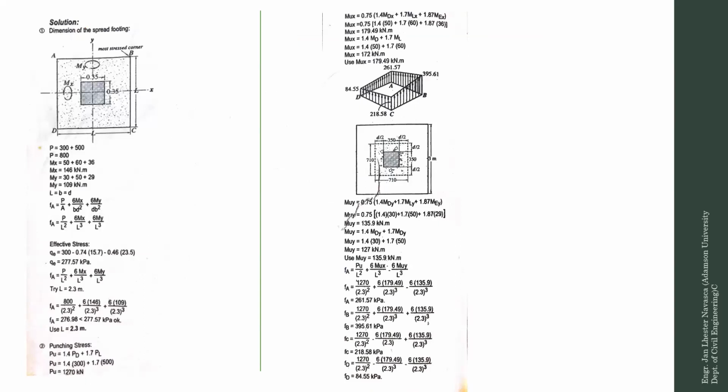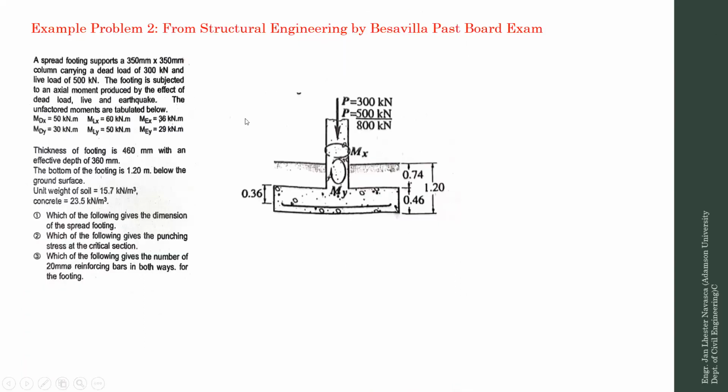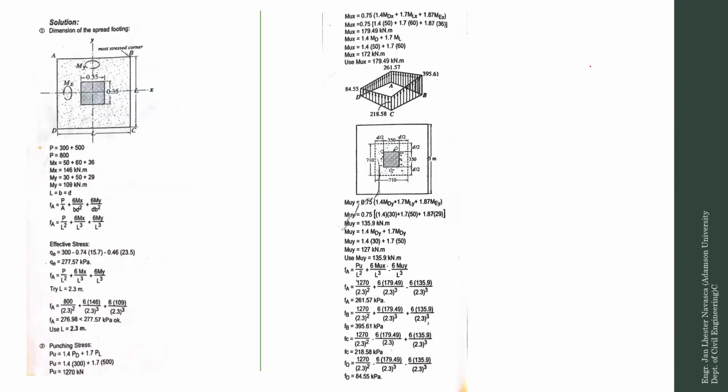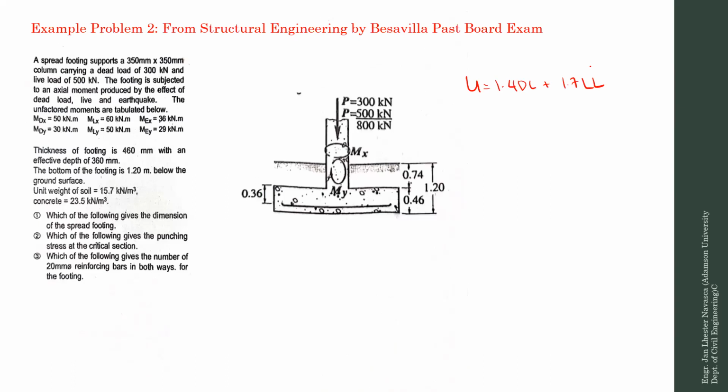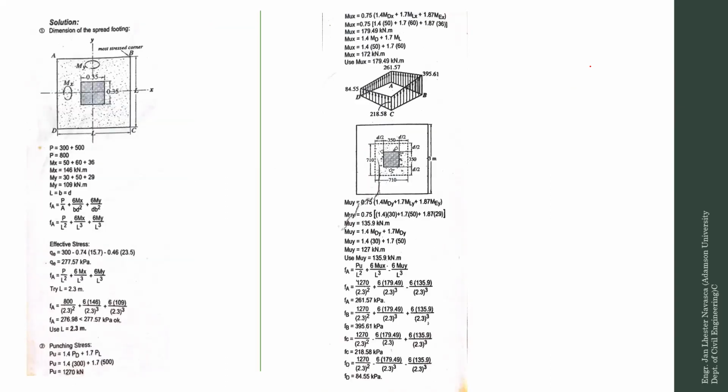Okay, so let us try. Okay, so hindi pinanggit dito what are the codes. So ito ay passport exam ng NSCP 2001. So yung load combo dito is 1.4 dead load plus 1.7 live load, and yung isa pa, what is this? Okay, wala naman na. Okay, I think yan yung load combinations. Okay, so yeah, let us try.